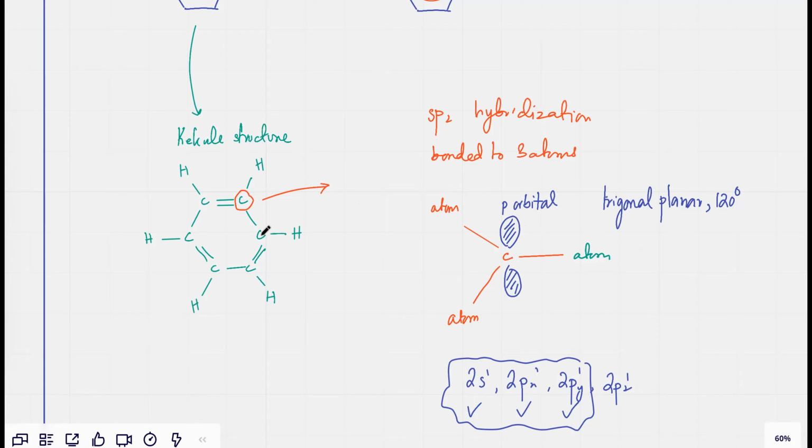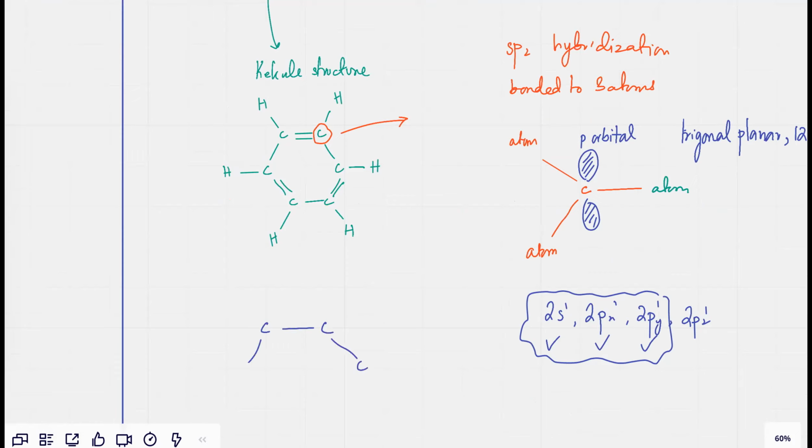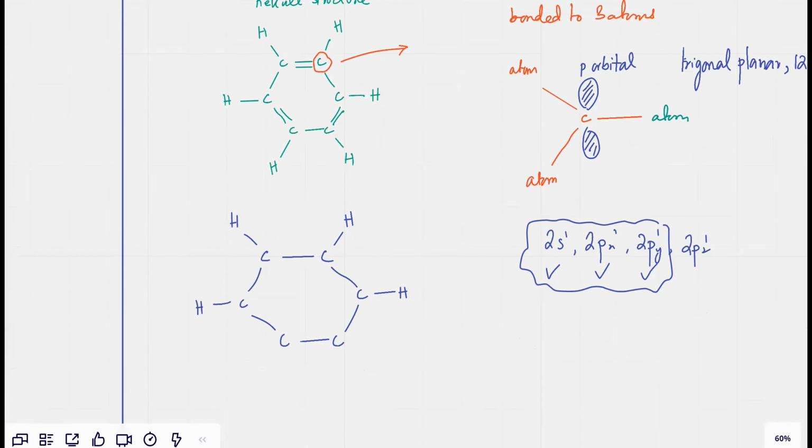Now, all of them are identical. All of these carbon atoms are exactly identical. So I'm just going to sketch this quickly. Each carbon atom is exactly the same. So all of them are making 3 bonds. And the fourth electron, the p orbital, nothing is happening to it initially.